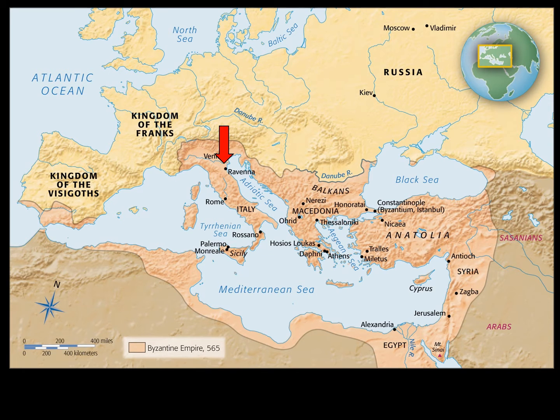Chapter 9, Byzantium, Early Byzantine, Part 2. We're heading over to Ravenna, as this map indicates with the red arrow.